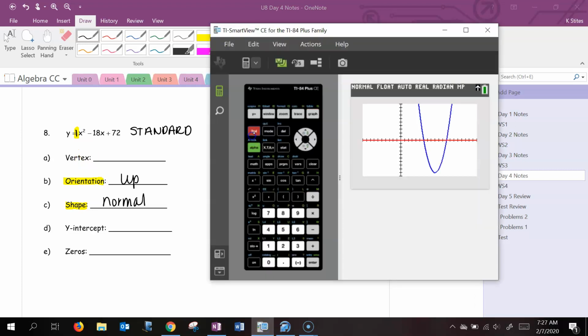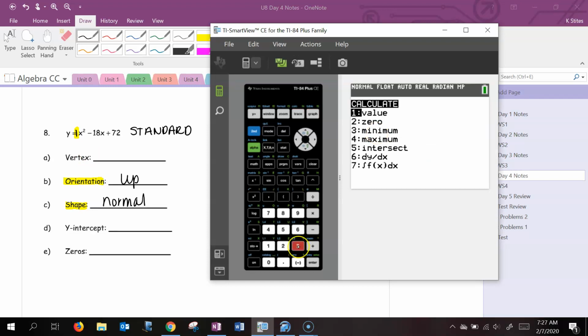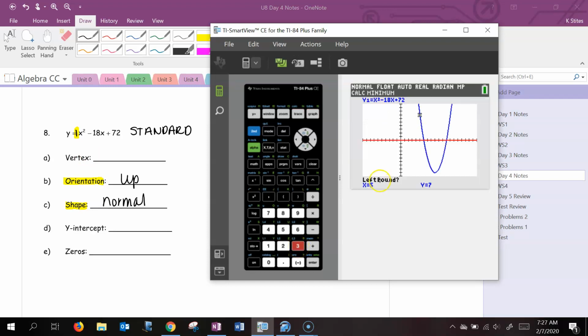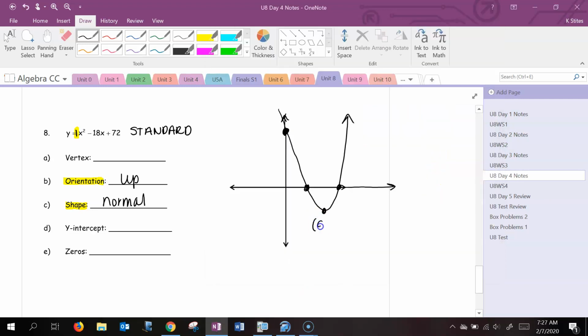Vertex, second trace, we have a minimum, 3. Left bound, okay, well I'm already on the left, enter. Right bound, I'm going to move to the right, okay, over the little hump here. Okay, now I'm on the right, enter, guess, go to the middle, enter. This will become a 9, -9. That's your vertex. Label it, put it on the line.